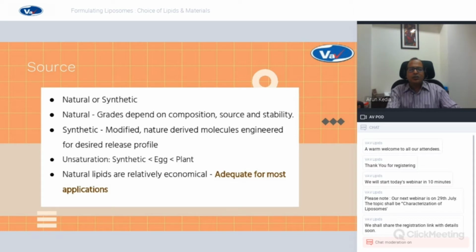An important factor in liposome design is the final commercialization. So natural lipids are relatively economical, and the good news is that they are adequate for most applications. So you should only look at synthetic sources once you have eliminated the possibility of using a natural lipid.